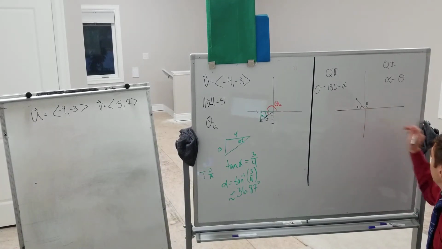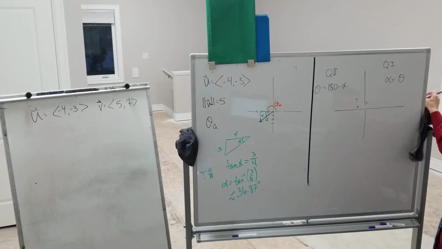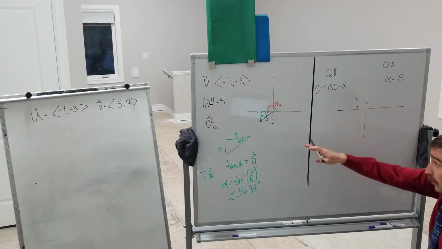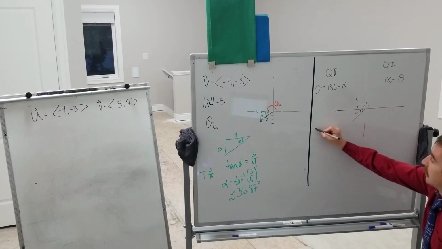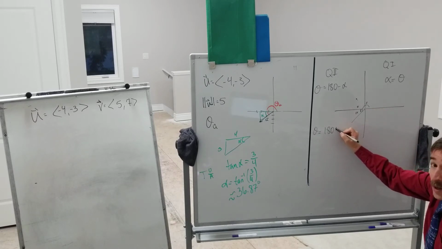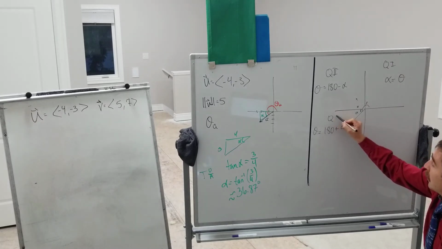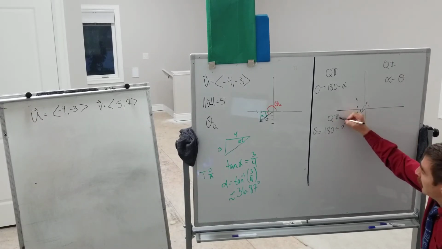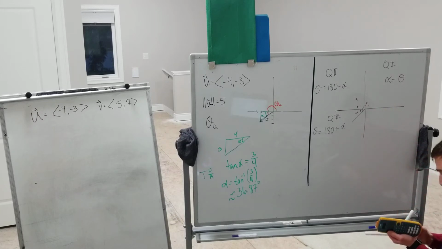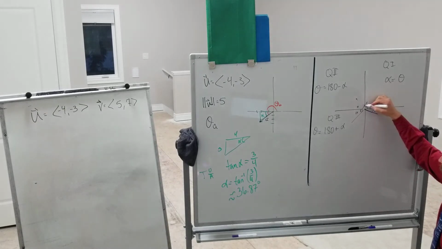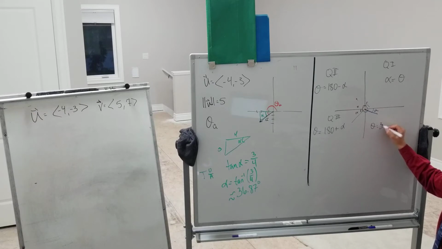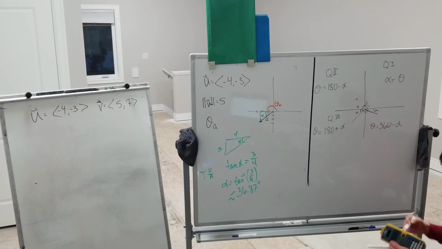Quadrant 3, we have an angle like what we have there, right? Alpha's here, that's theta. Theta equals 180 plus alpha. That's quadrant 3. There we go. And if you're in quadrant 4, let's say you're down here, this would be your reference angle alpha here. Theta is going to be 360 minus alpha. There you go. Boom.